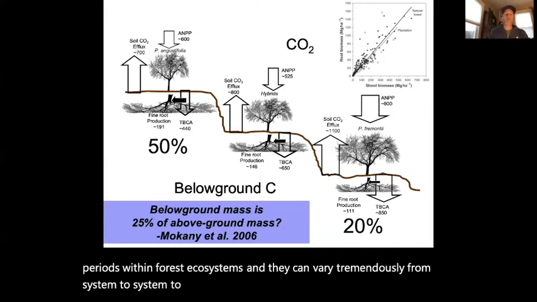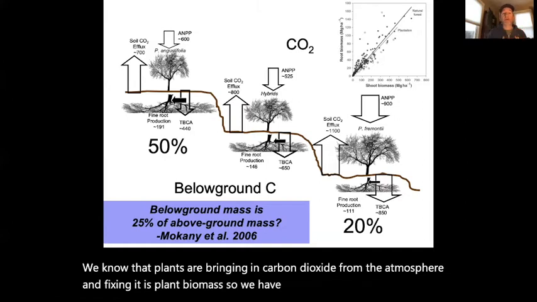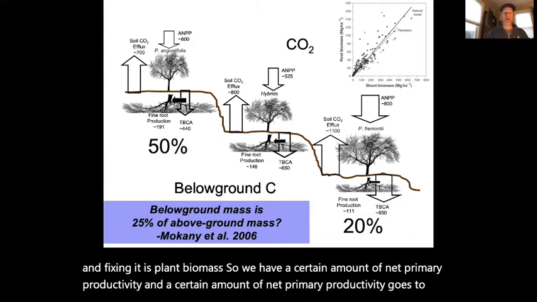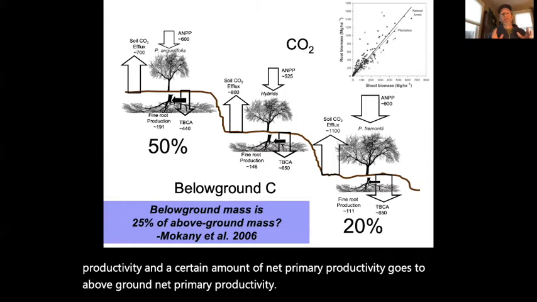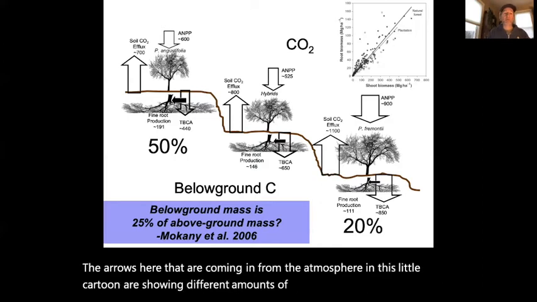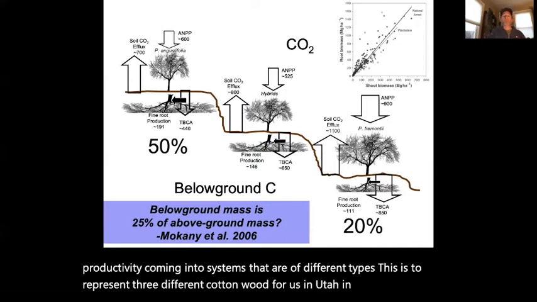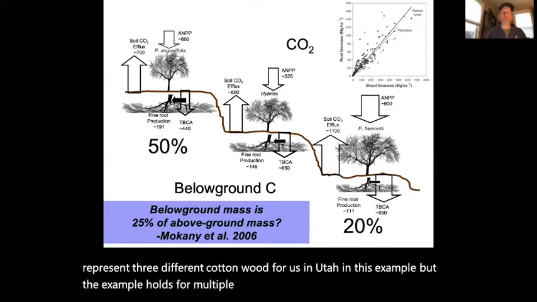So, for example, we know that plants are bringing in carbon dioxide from the atmosphere and fixing it as plant biomass. So we have a certain amount of net primary productivity, and a certain amount of net primary productivity goes to above ground net primary productivity. The arrows here coming in from the atmosphere in this little cartoon show different amounts of ANPP, or above ground net primary productivity, coming into systems of different types. This represents 3 different cottonwood forests in Utah in this example, but the example holds for multiple different systems, from productive systems to less productive systems.